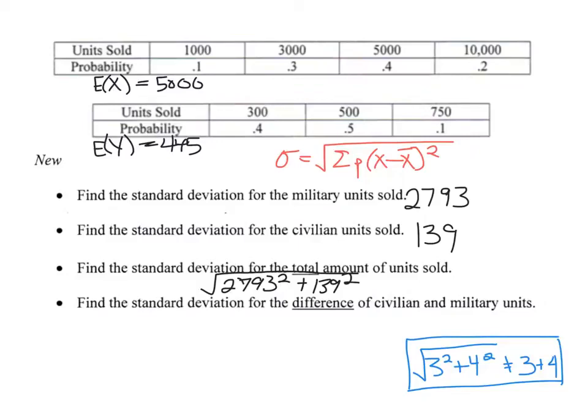It's just that there are times when the algebra dictates that it doesn't matter which one you adjust. But this is not one of those times because square roots aren't distributive. Okay? Find the standard deviation for the difference. Well, here's the crazy thing. It's the exact same calculation.